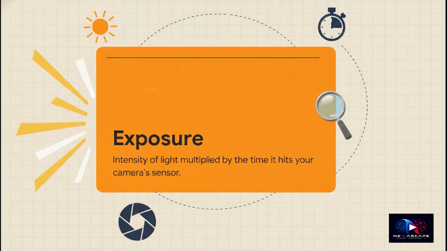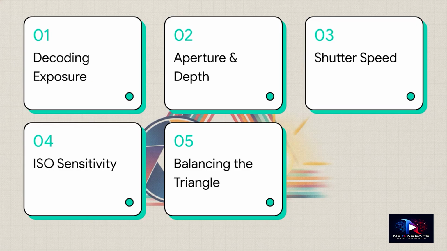So what does this all mean? At its core, exposure is quite literally just the amount of light making its way into your camera. Specifically, it's the intensity of that light multiplied by the time it hits your digital sensor. But, and here's the catch, controlling that light to get that perfect aesthetic you're looking for requires balancing three very distinct pillars.